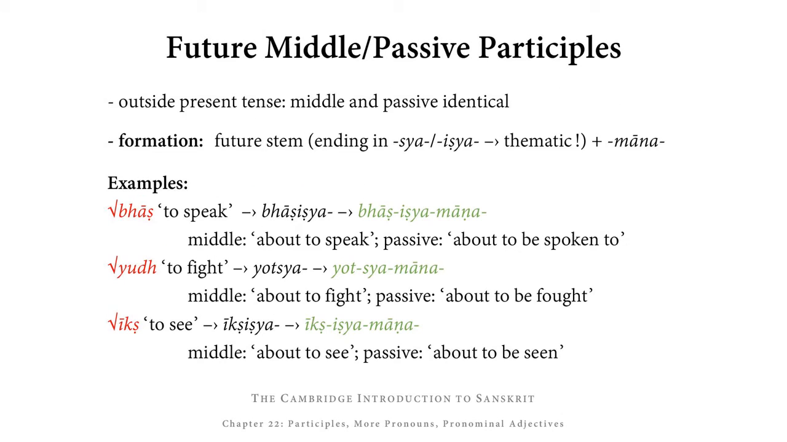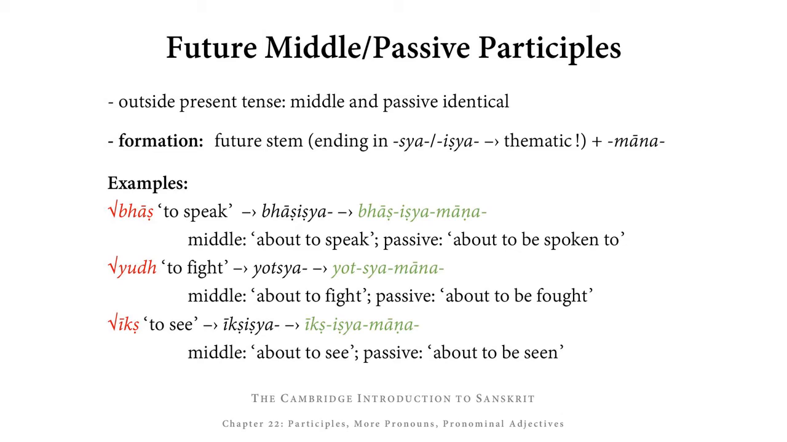And finally, the future middle and passive participles. Now, remember that outside the present tense, the middle and passive are formally identical, and therefore the future middle and passive participles also look the same. They are formed by taking the future stem and adding the suffix mana to it. Now, the future stem always is thematic. It always ends in either sya or ishya, which ends in a, the thematic vowel, so it's thematic, and therefore we thus only ever find the suffix mana, never ana.